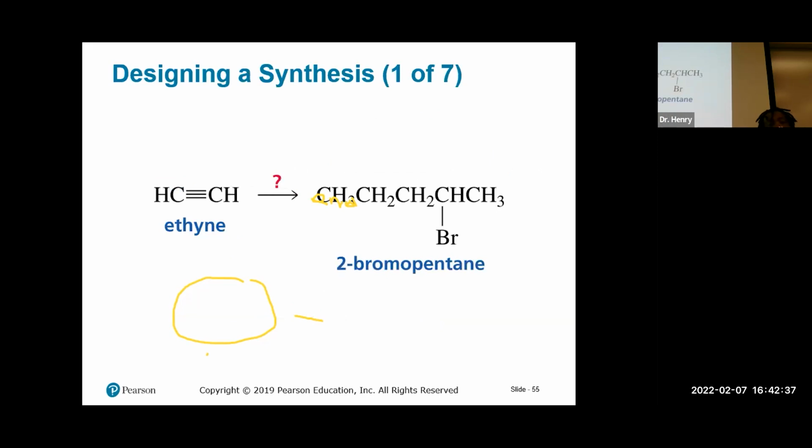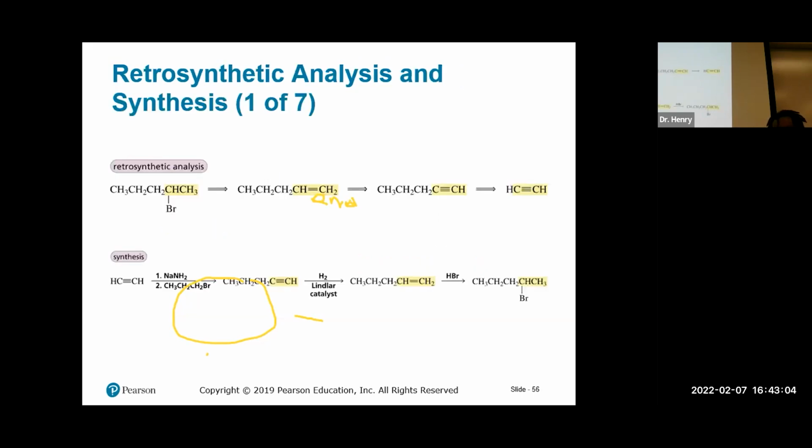Okay, so if we wanted to go from an ethyne to 2-bromopentane, this is a good one. Ethyne is 2 carbons. So what can I use to get to 2-bromopentane?